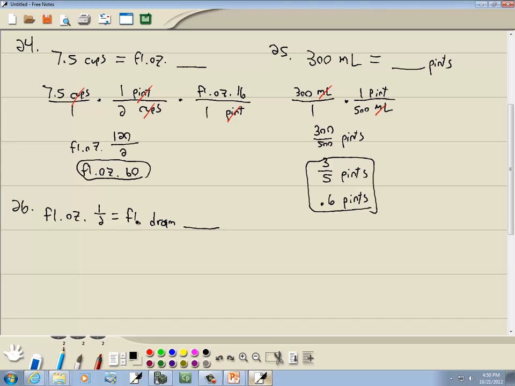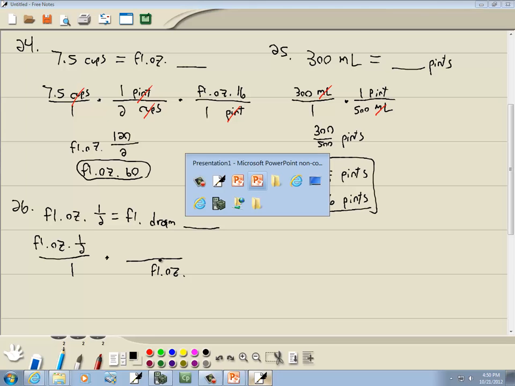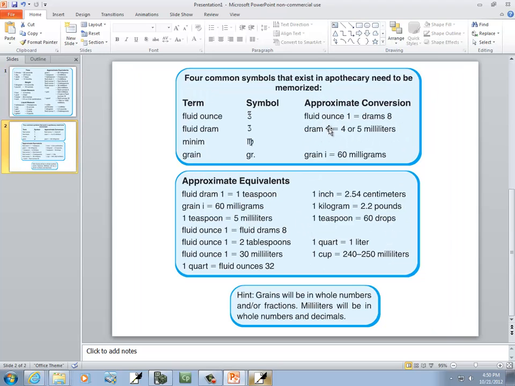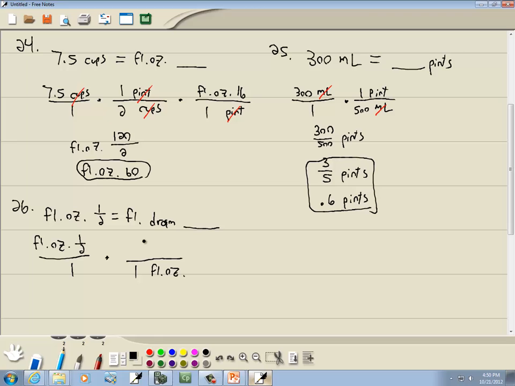So we're going to fluid ounces to fluid drams. Put that over 1. No matter what, I know fluid ounces has to go down here. Well, let's get some kind of tie between fluid ounces and drams. Here it is. 1 fluid ounce is 8 drams. So 1 fluid ounce, I should have put that first, but oh well, is equal to 8 drams. Well, those fluid ounces cancel. 1/2 times 8 is 4, so we get 4 drams.